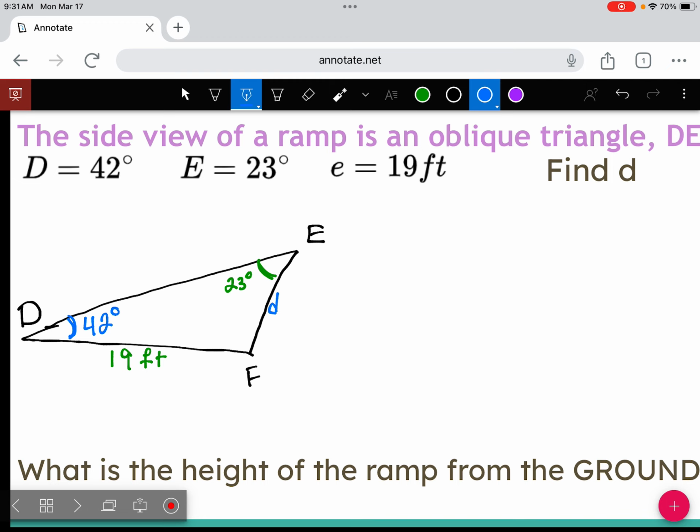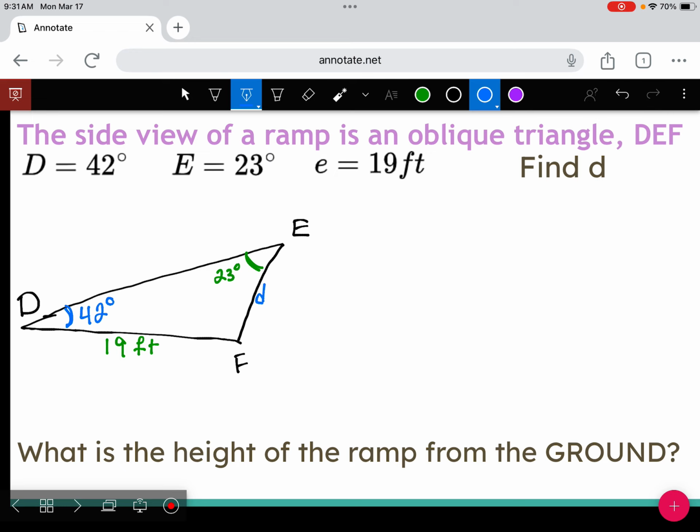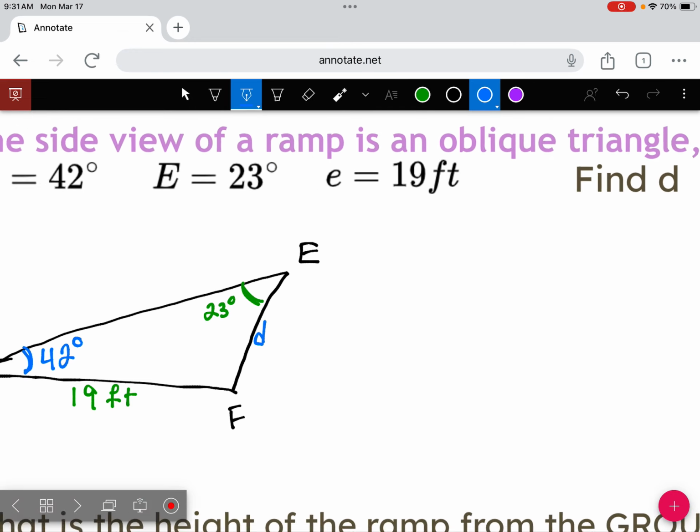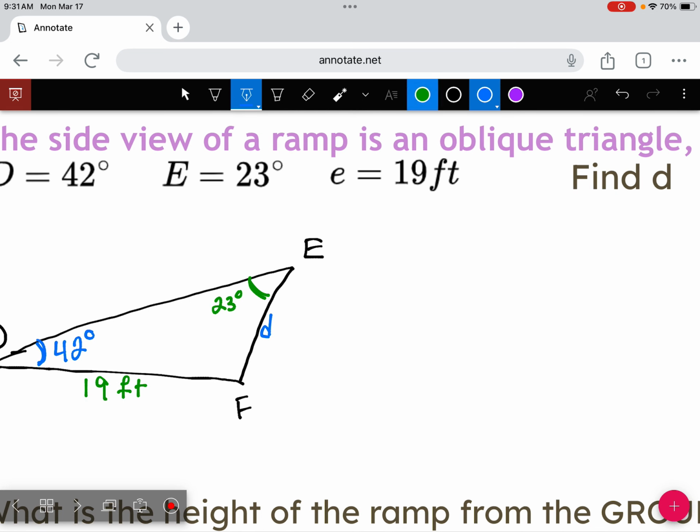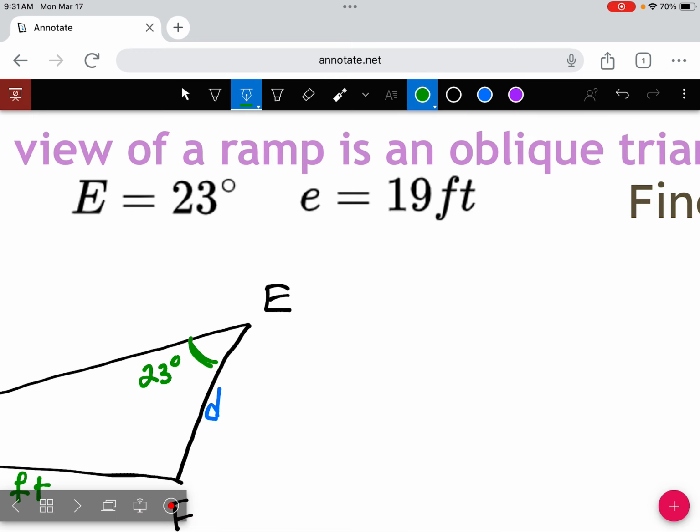So it's got to be sine of a. We're using law of sines. How are we going to set this up? Are we going to have sides on the top or angles on the top? Sides on the top, because we're trying to find a side. So we set it up with our side E of 19 over our sine of 23 degrees.